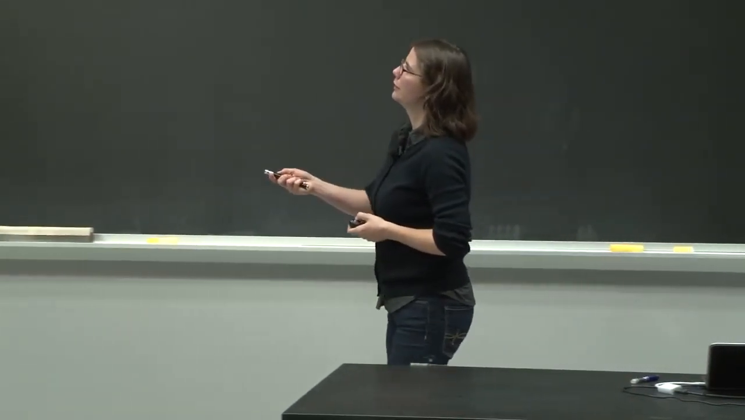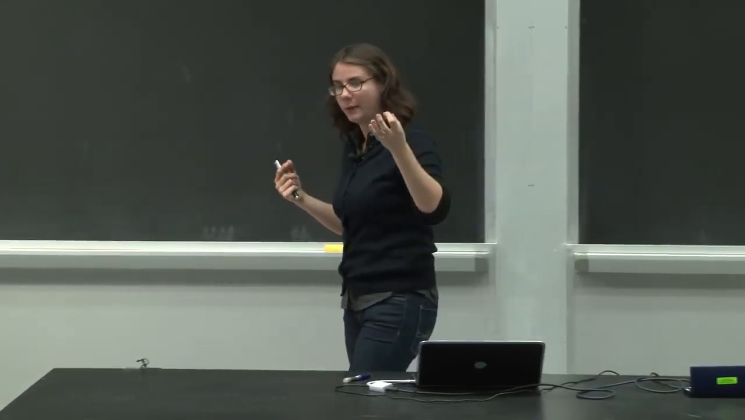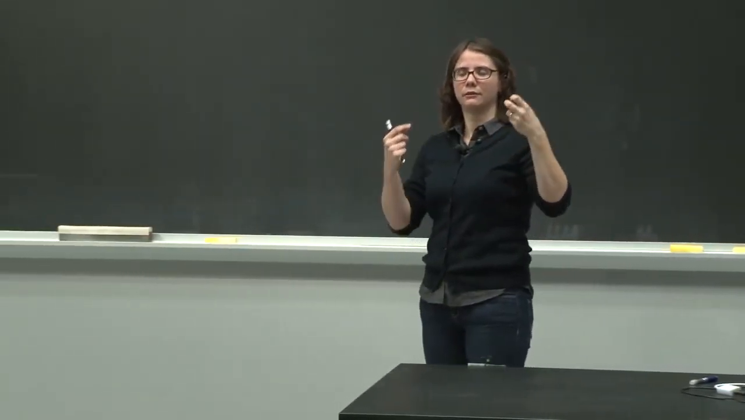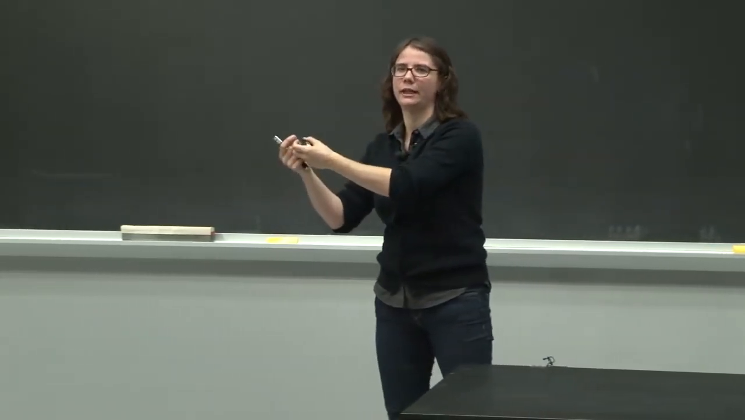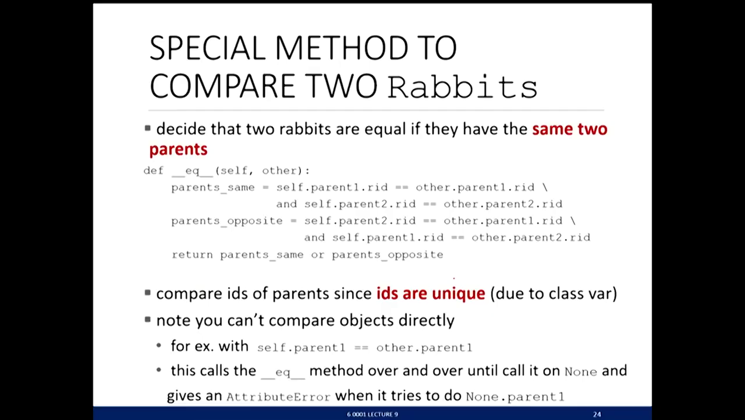The other thing I want to do is compare two rabbits. If I want to compare two rabbits, I want to make sure that their parents are the same. So I can compare the first parent of the first rabbit with the first parent of the second rabbit, and the second parent of the first rabbit to the second parent of the second rabbit, or get the combinations of those two. That's what these two Booleans are doing. They are Boolean values, either true or false, and I'm going to return whether they have the same parents of that type or the same parents crisscrossed.